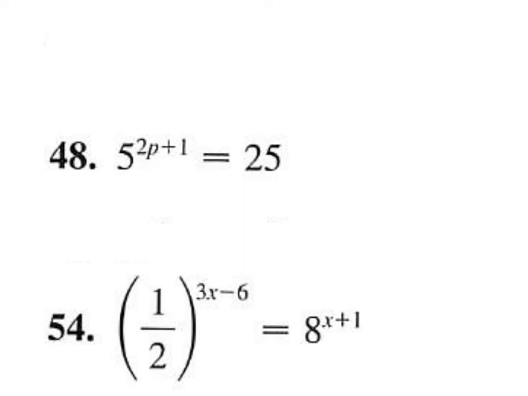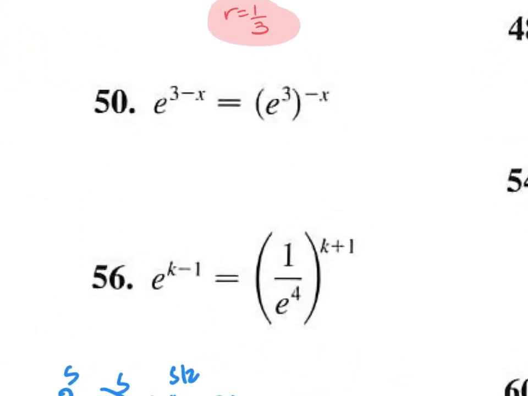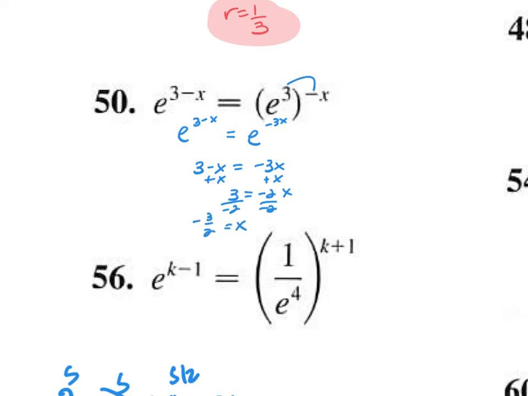48. 5 to the 2p plus 1 would equal 5 to the second. And then 2p plus 1 equals 2. 2p equals 1. P equals 1/2. 50. E to the 3 minus x would equal, multiply these, e to the negative 3x. So 3 minus x equals negative 3x. Divide by negative 2. X is negative 3/2.